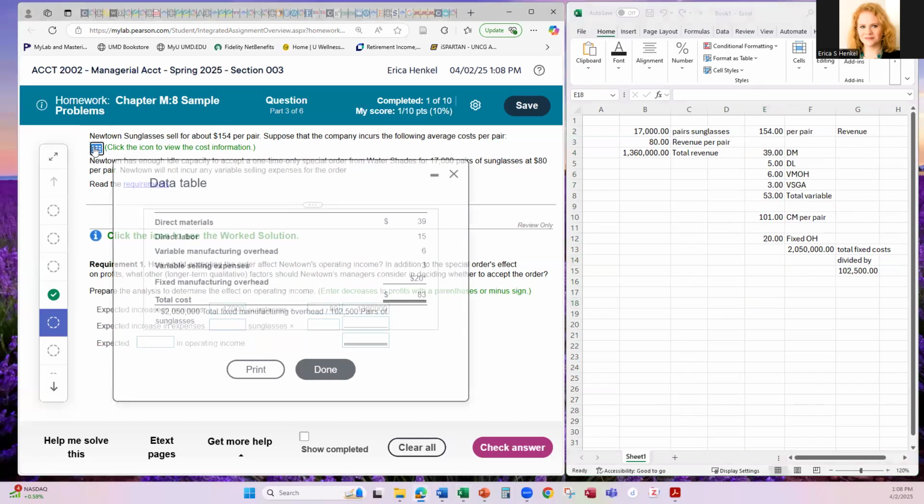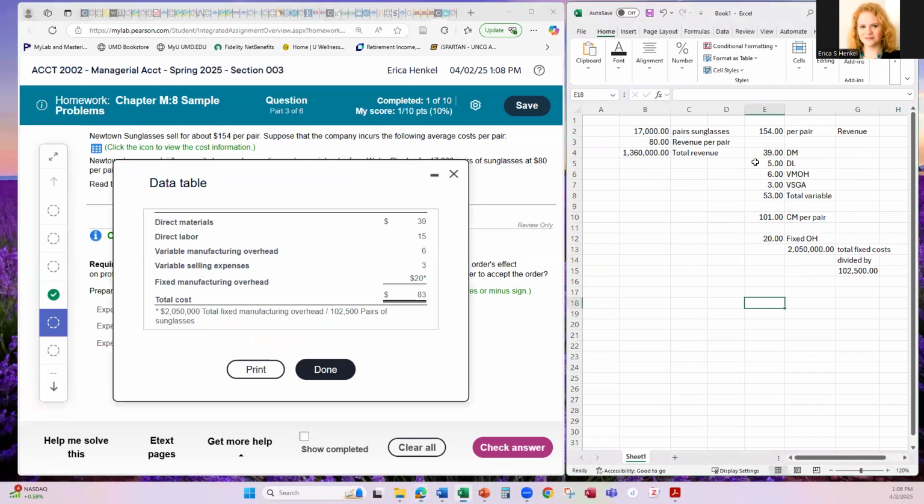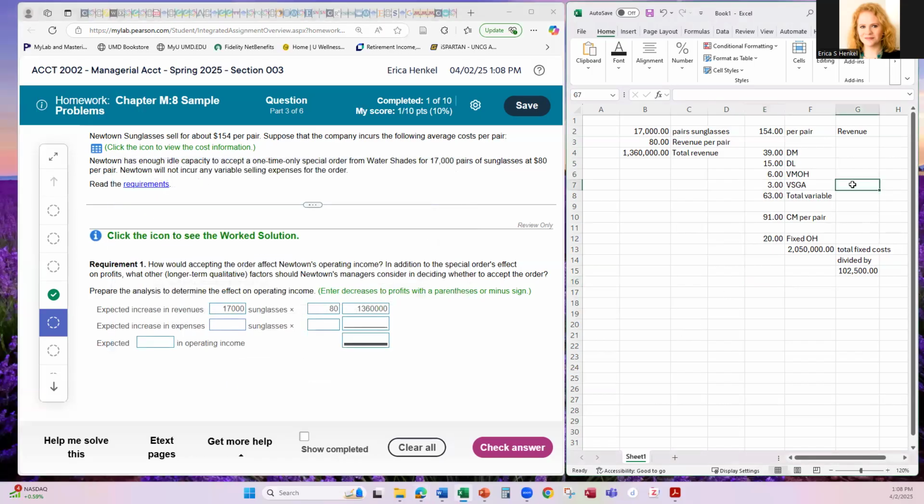Let me look at this. Do I have the right 30? Oh, 15. Okay, hold on. There we go. So $63. And then we're going to ignore our variable selling expenses because we don't need to sell anything here. Unlike our other sales, we would not have any additional sales expense for this. So Newtown will not incur any variable sales expenses for this order. So it's actually just going to be $60 per pair in expenses.